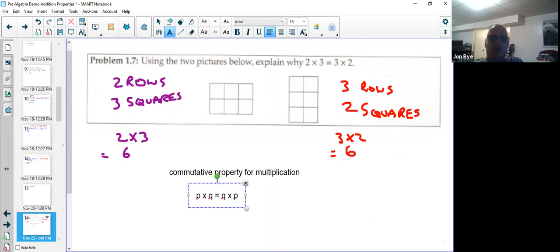It's kind of interesting, right? It's the same property. So that gives us a reason why we know we can reverse the multiplication like that.